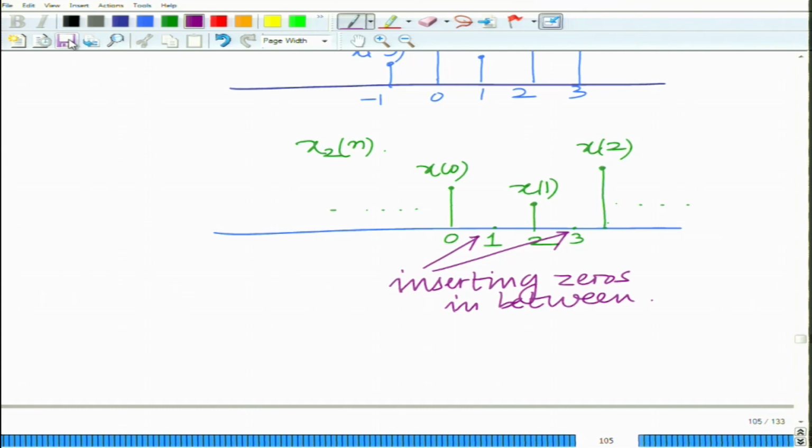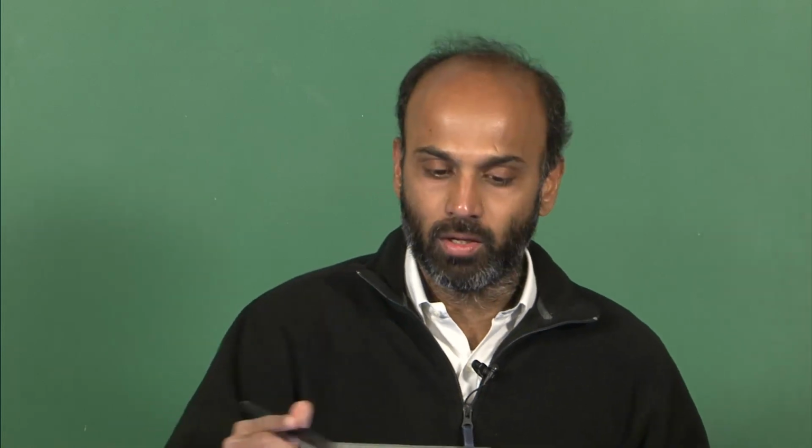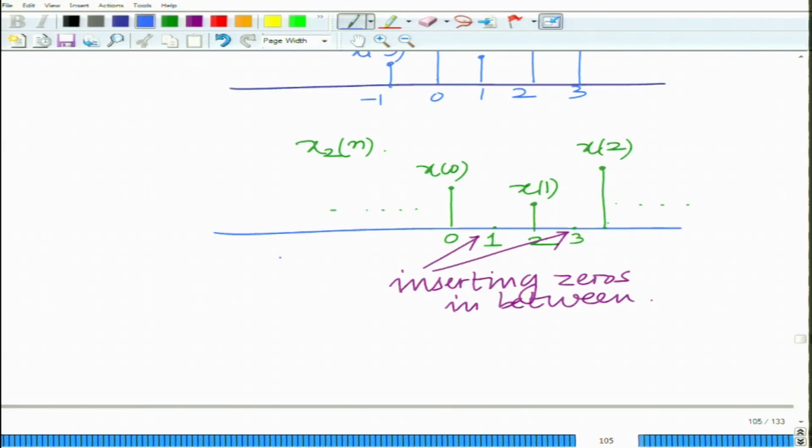So, x2 of 0 is x of 0, x2 of 1 is 0, x2 of 2 is x of 1, x2 of 3 is 0, x2 of 4 is x of 2, and so on. So, you are spreading the signal out and inserting zeros in between. This is known as upsampling. In fact, this is upsampling by a factor of 2. So, this operation is termed upsampling.